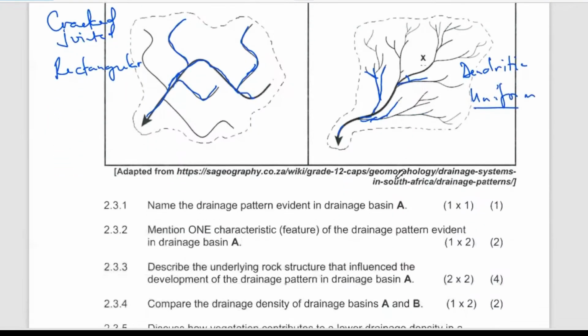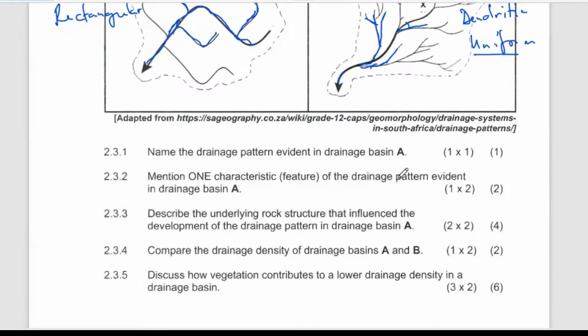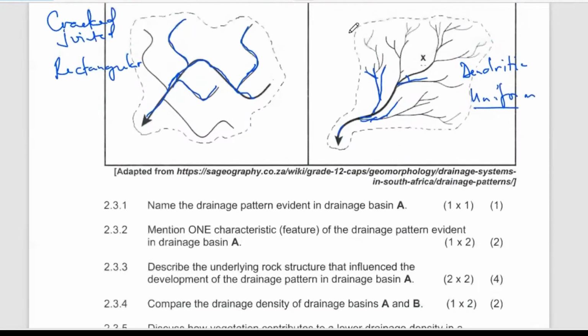Right, let's go to our questions. Right, name the drainage pattern evident in drainage basin A. We have answered that. The drainage pattern there is rectangular in A.